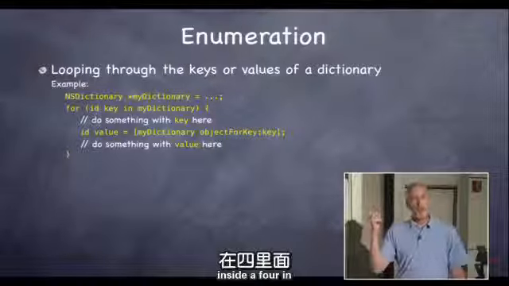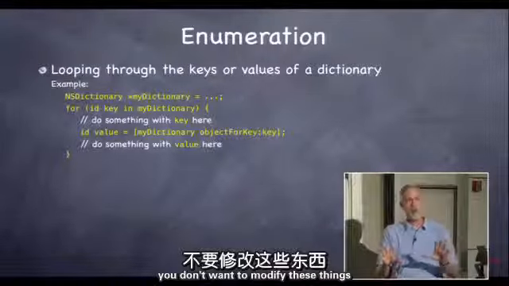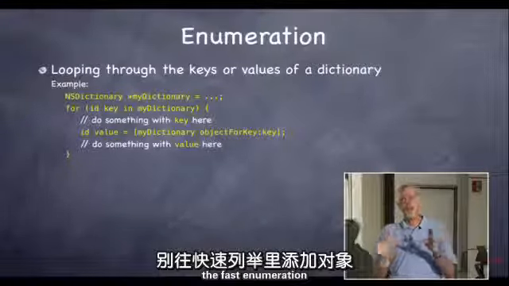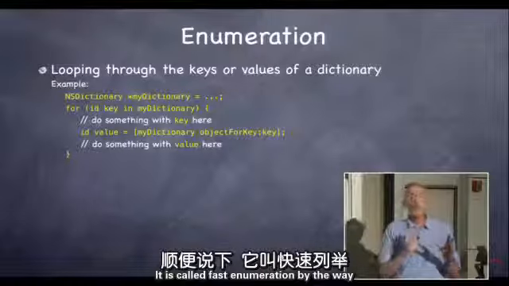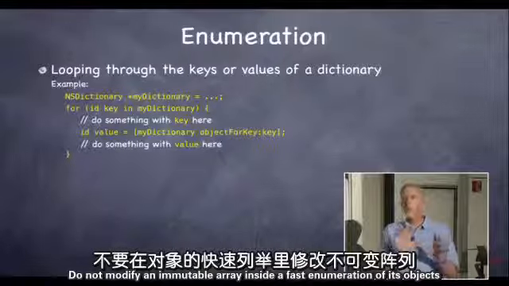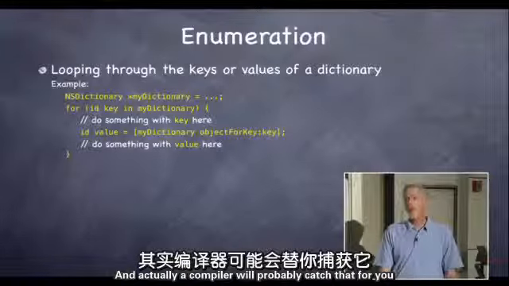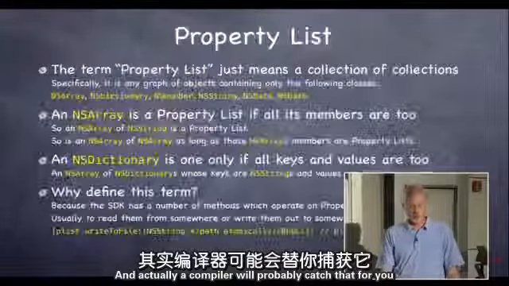Speaking of modify, inside of for in, you don't want to modify these things. If these are mutable, do not be adding objects inside the fast enumeration. This is called fast enumeration, by the way. Do not modify a mutable array inside a fast enumeration of its objects. That's bad. And actually, the compiler will probably catch that for you.